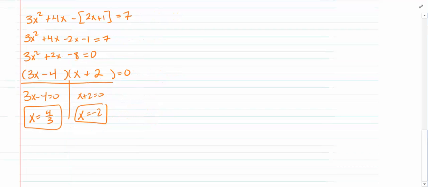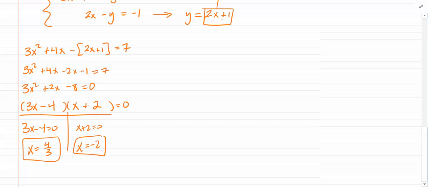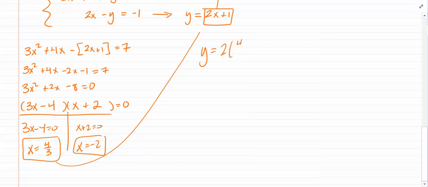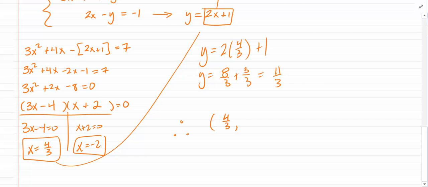Now, if you remember, I'll make this a little smaller. Our y value is here, 2x plus 1. So if I take the 4/3 and I plug in, I'm going to get y is equal to 2 times 4/3 and then plus 1. So that means y is going to be 8/3 plus 3/3, which is 11/3. So therefore, one of my solutions is if I plug in a 4/3, I'll get out 11/3. That's one of them.